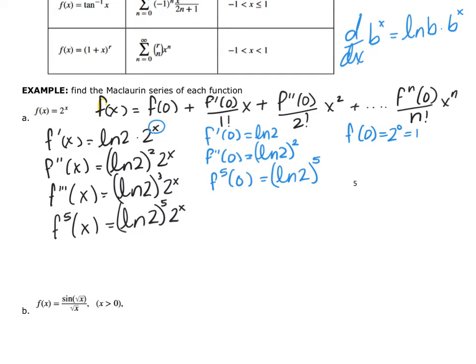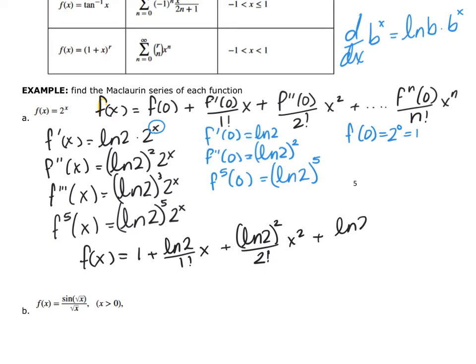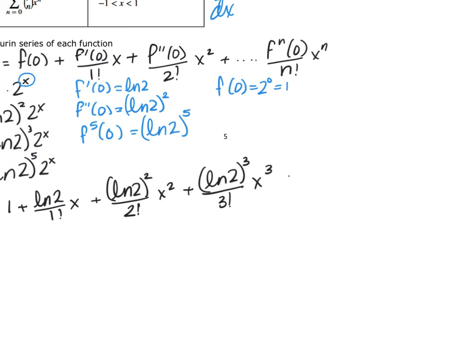Okay, so then I'm going to come back down here, and f of x is equal to f of 0, which is 1. And then it's going to be plus the natural log of 2, 1 factorial x, plus the natural log of 2, the quantity squared, 2 factorial x squared, plus the natural log of 2 raised to the 3rd power, 3 factorial x to the third power, and it continues, which means that this is going to be equal to the summation of n equals 0 to infinity.